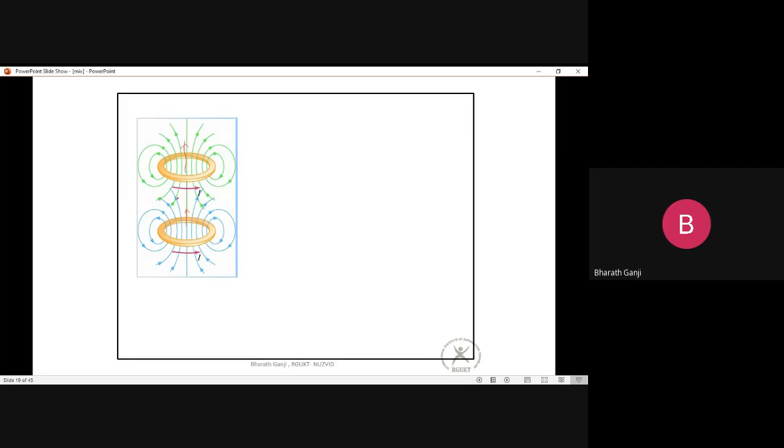However, here what happens to the field is that at this point this loop is actually creating a field like this, and the bottom loop is actually creating a field like this. So what is the net field? The net field is actually again pointing in the upward direction.